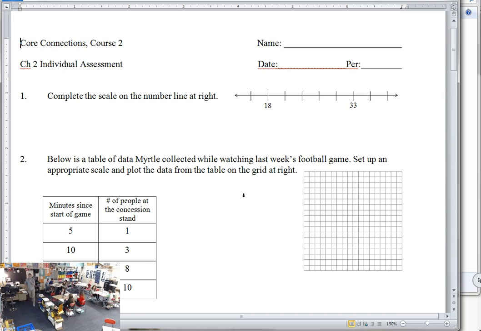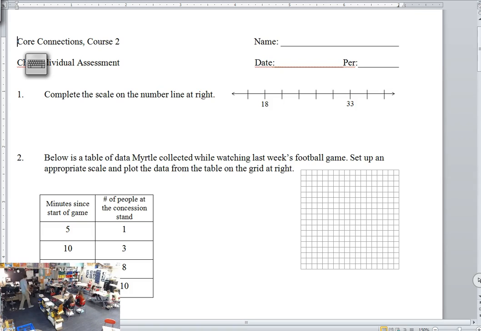So the first question we have is about completing the scale of the number line. We talked a lot about scaling axes, and as you get into chapter 3, we're doing more with x and y axes. When we just have a single number line, Annika, can you tell me how to figure out the gap between each of those tick marks?